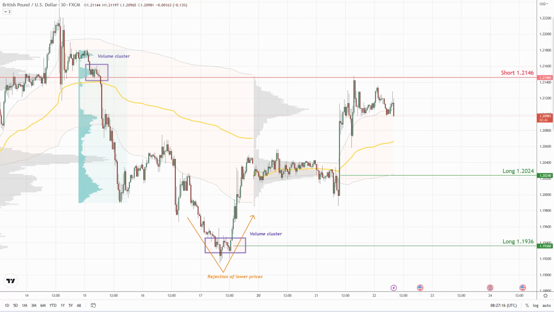Today I'll talk about the British pound US dollar and about a trade that I had yesterday on the British pound US dollar, and also about a new support that has formed here and that I think is worth looking into. So first let's check out the trade from yesterday.